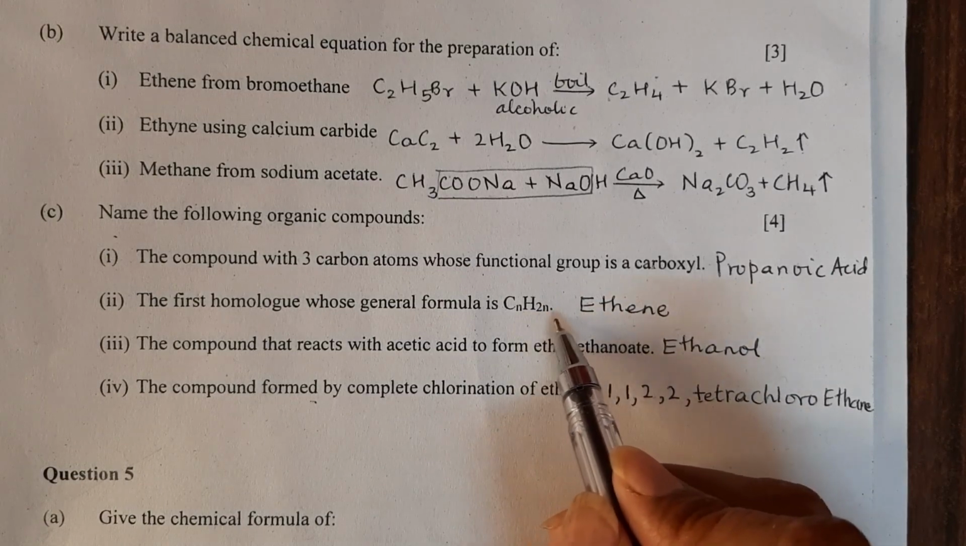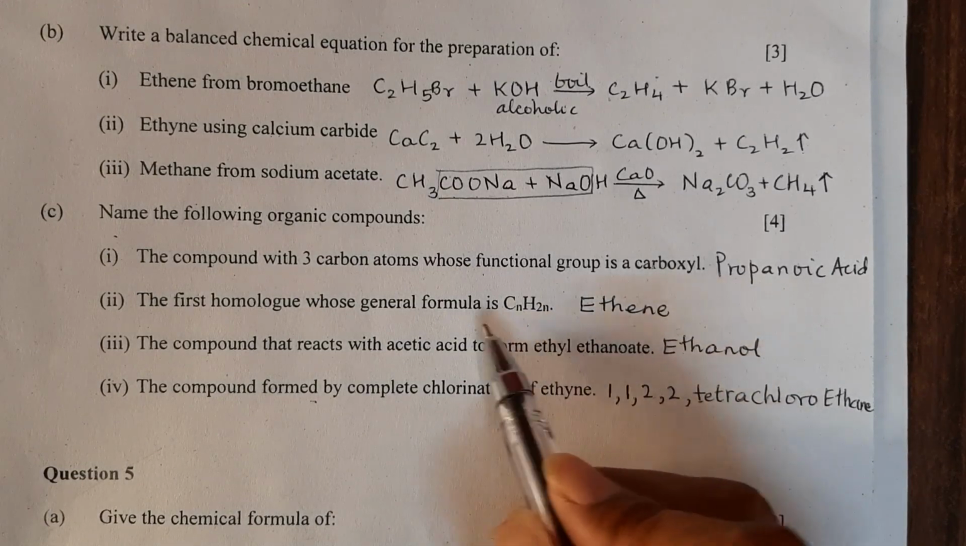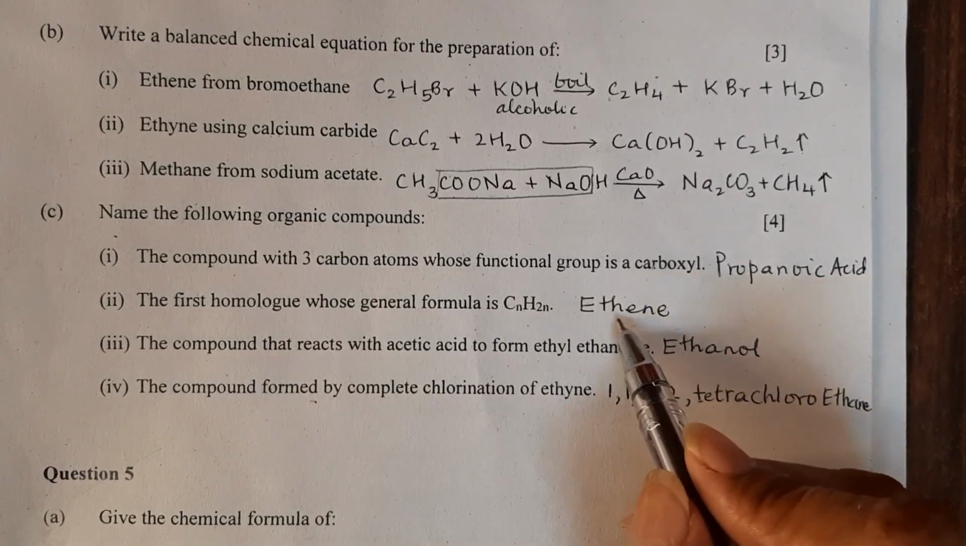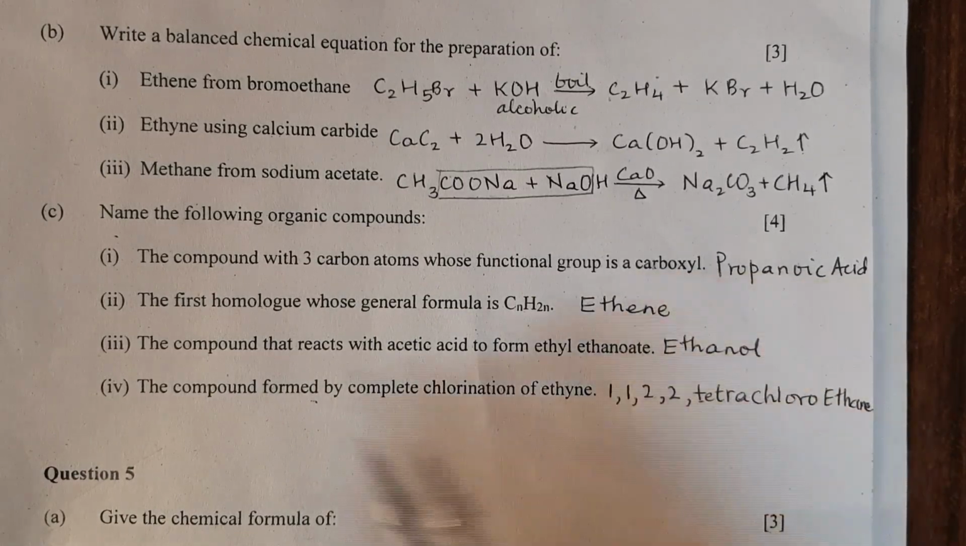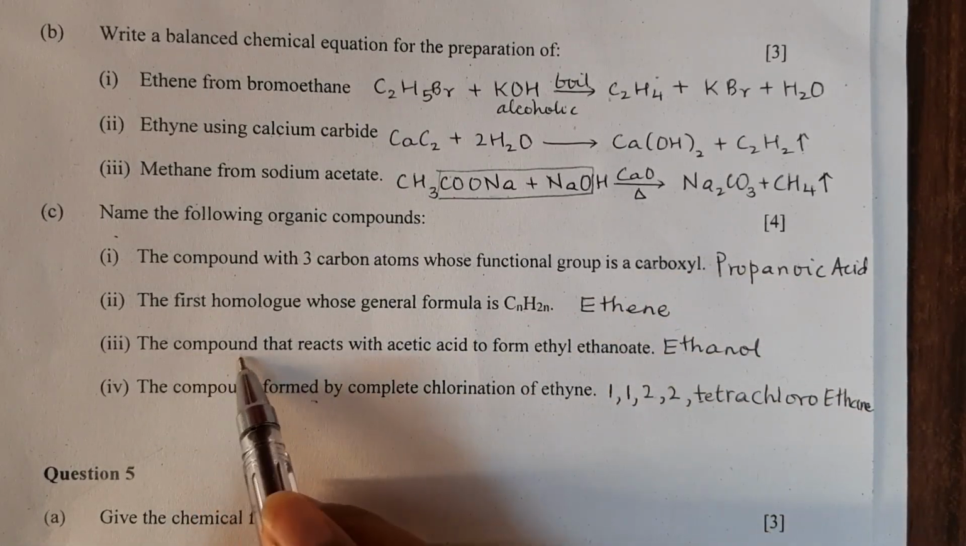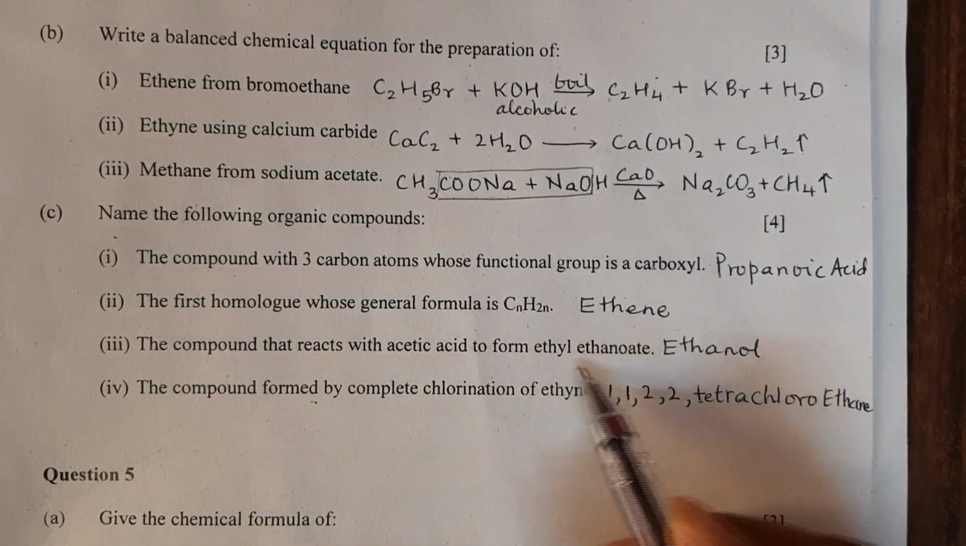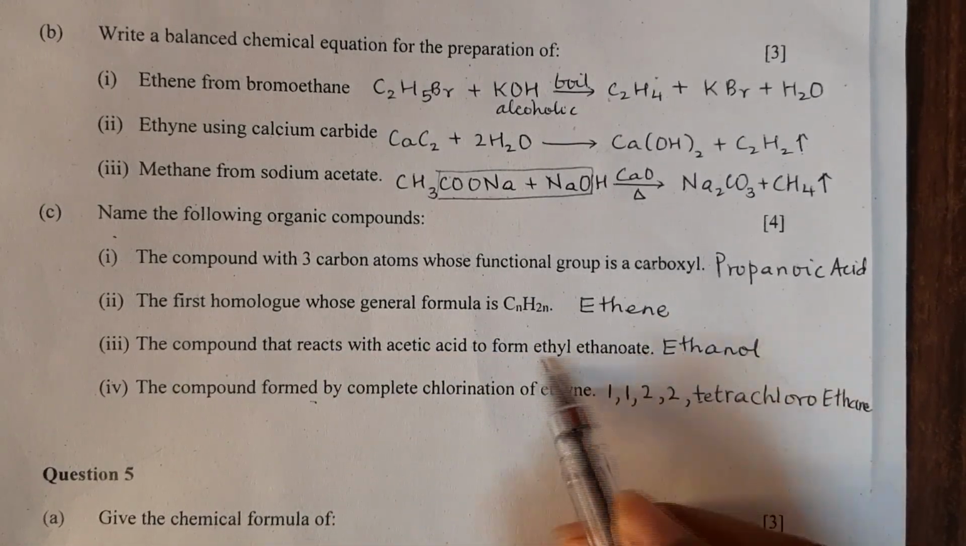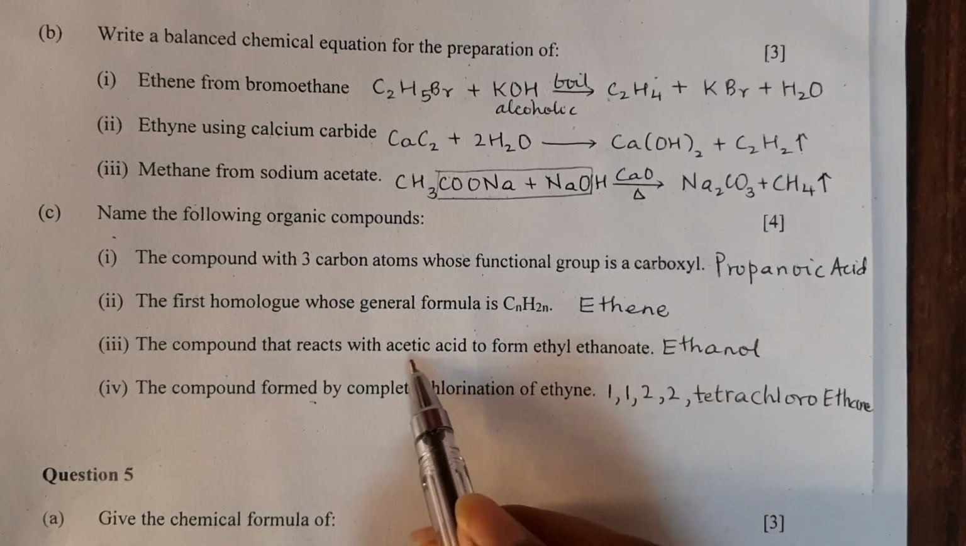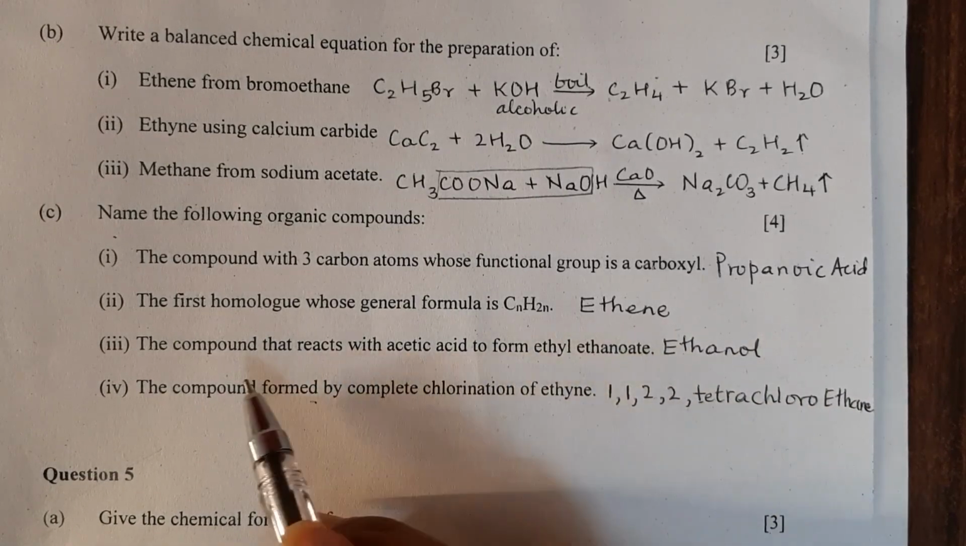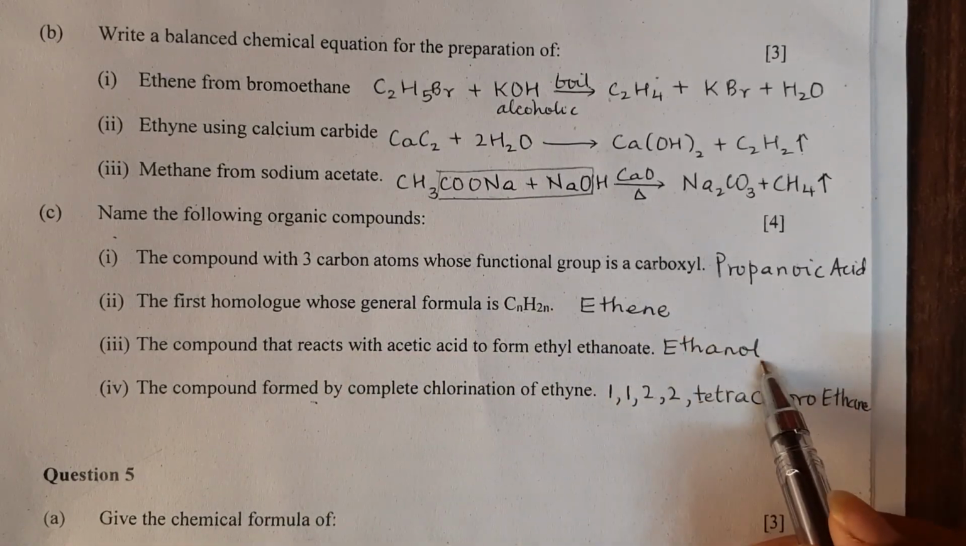Now CnH2n is alkene. So the first homologue is going to be ethene. Eth means 2 carbons. Now the compound that reacts with acetic acid to form ethyl ethanoate is esterification reaction, in which acetic acid reacts with ethanol. So we write here ethanol.